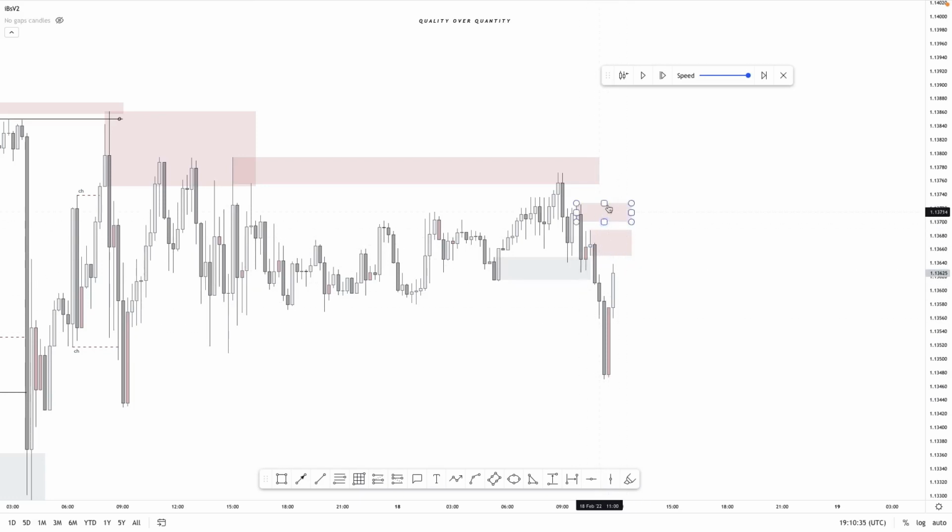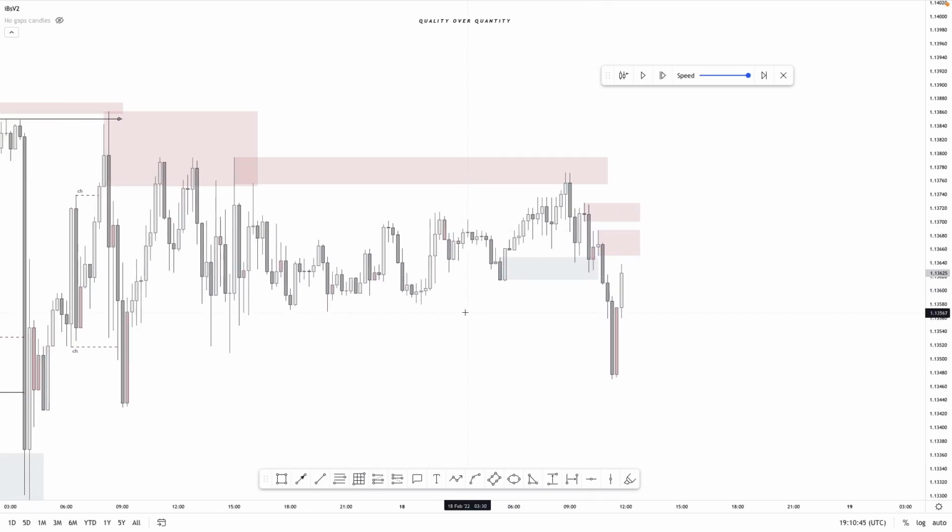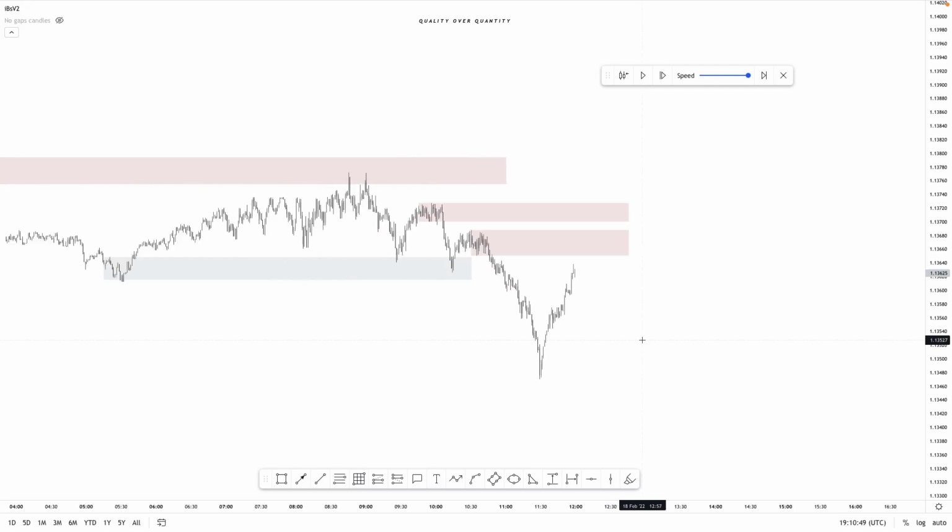I want to see price react to one of these zones, preferably this one, because this is the one where we had bearish intent come in. This is the demand to supply flip. This is my preferred zone. Okay, so now I'm gonna go to the 1 minute, and this is New York Open.